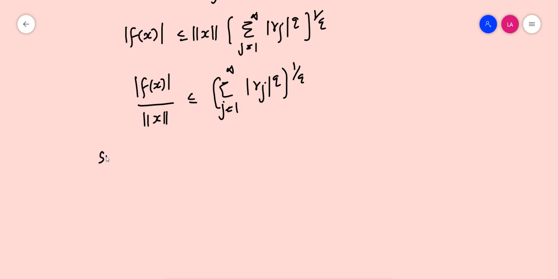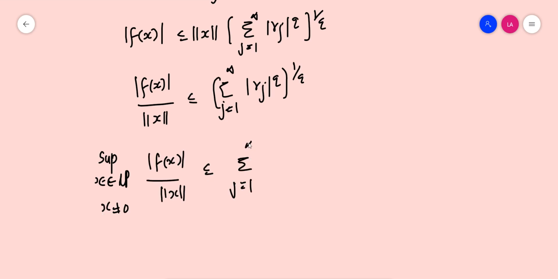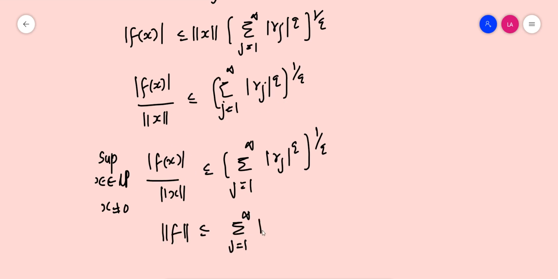Okay, so if we take the supremum over x an element of LP, x not equal to 0, of modulus of f of x by norm x, it should always be less than or equal to the summation j equal to 1 to infinity of modulus of gamma j raised to q, the whole raised to 1 by q, because this is actually an upper bound. We have taken the supremum. Supremum is always less than or equal to the upper bound. So on the left hand side, this is actually norm f. So norm f should be less than or equal to the summation j equal to 1 to infinity of modulus of gamma j raised to q, the whole raised to 1 by q.